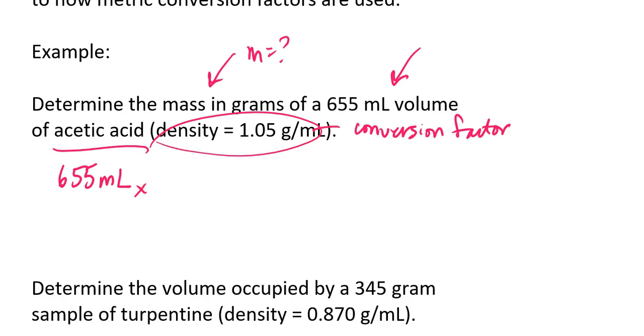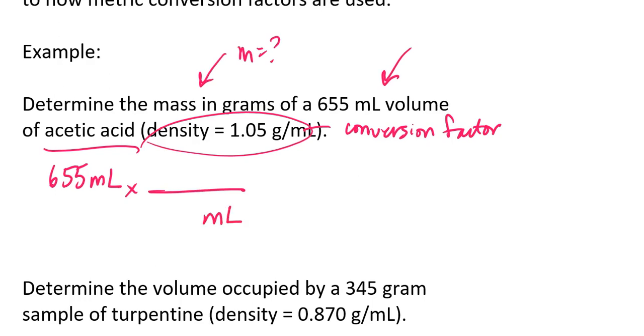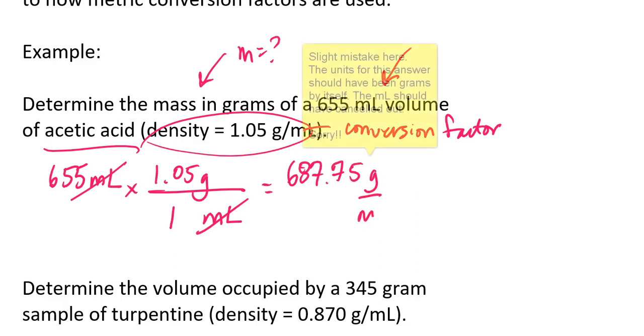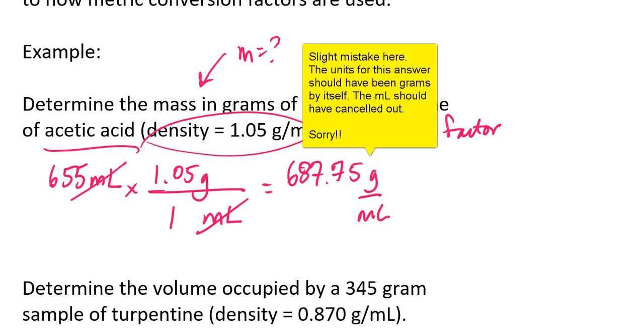I'm going to multiply by a ratio. The ratio should have units of milliliters in the denominator so that they cancel with the milliliters in my given information. Based on the density value that I was given, for every 1 milliliter of this material, there is 1.05 grams of the acetic acid. If I do that math, then basically I end up with 687.75 grams, but remember our rules of significant figures.